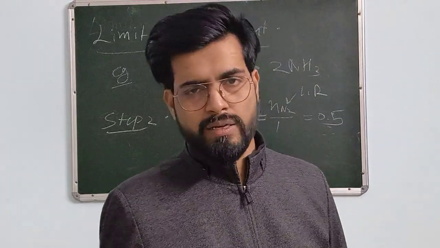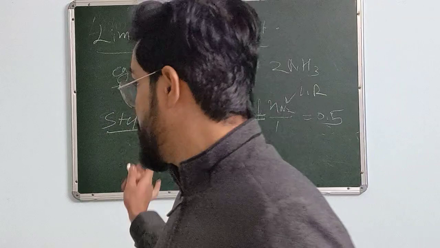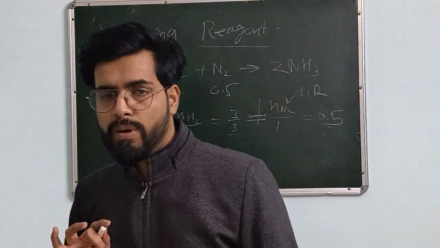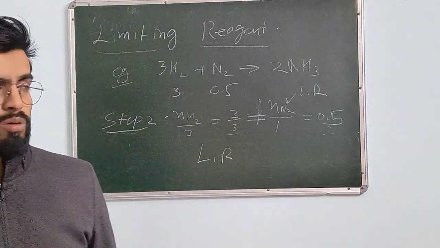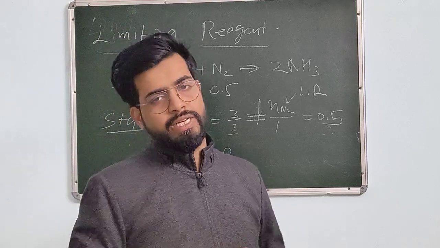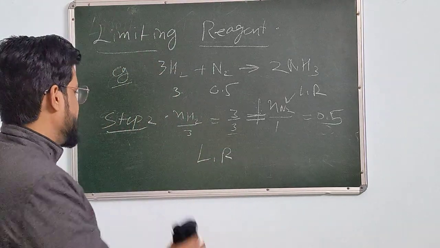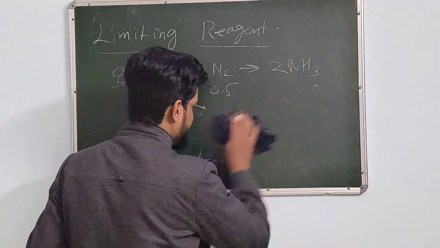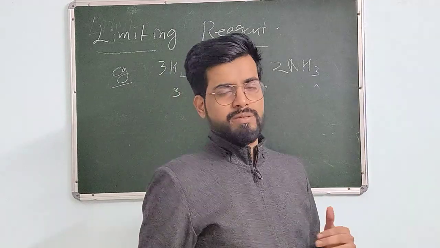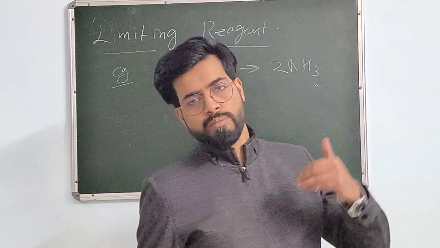Now we have the clarification that this reaction is a limiting reagent problem, and we also identified that N2 is the limiting reagent. Now move to the next step. The next step is calculating the moles of the product.